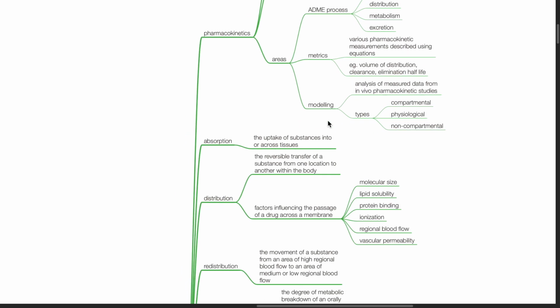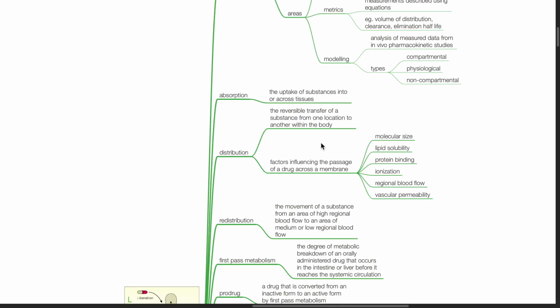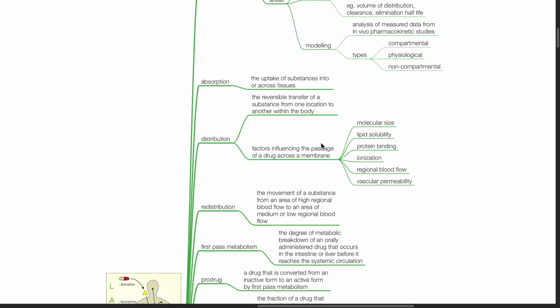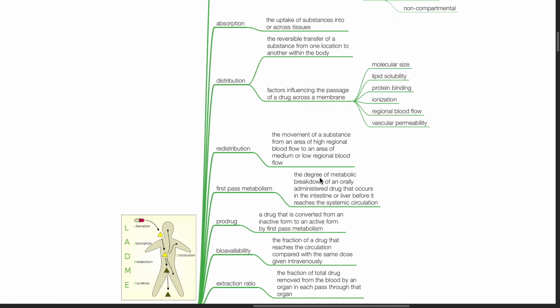Absorption refers to the uptake of substances into or across tissues. Distribution refers to the reversible transfer of a substance from one location to another within the body. Factors influencing the passage of a drug across a membrane include molecular size, lipid solubility, protein binding, ionization, regional blood flow, and vascular permeability. Redistribution refers to the movement of a substance from an area of high regional blood flow to an area of medium or low regional blood flow.